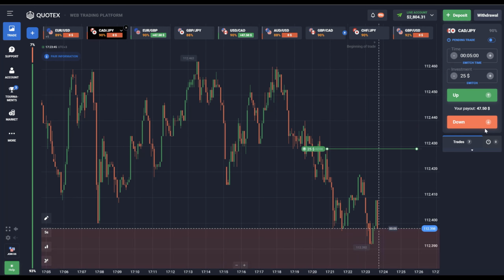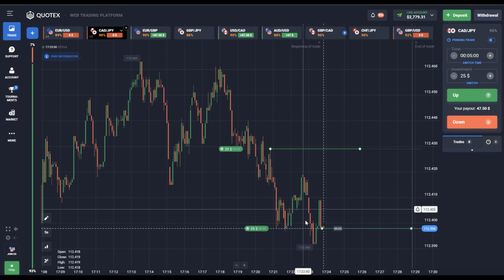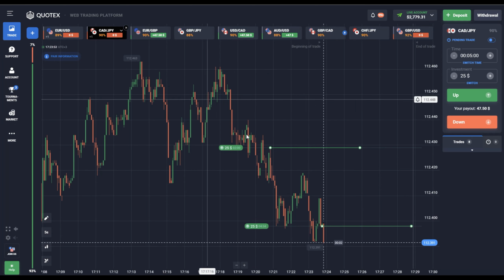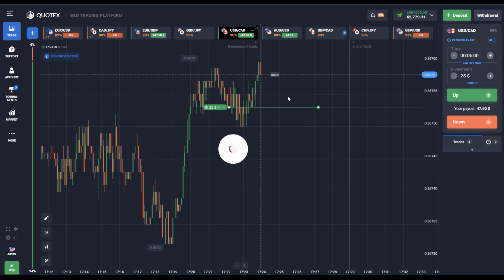Canadian dollar, Japanese yen. I'll also duplicate the trade for an increase. There are also 2 minutes left until the first trade closes. It's possible this trade will close at a loss. The drop was quite strong. Euro, British pound are currently in the green.